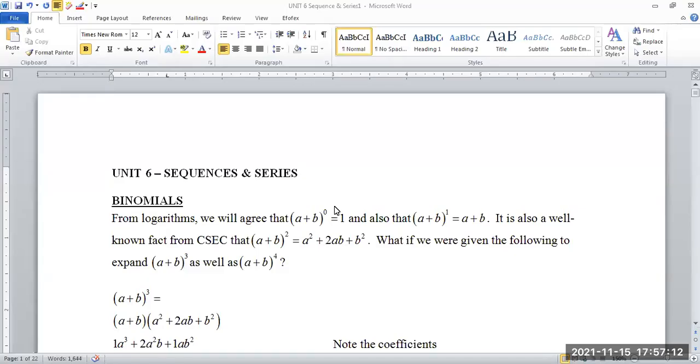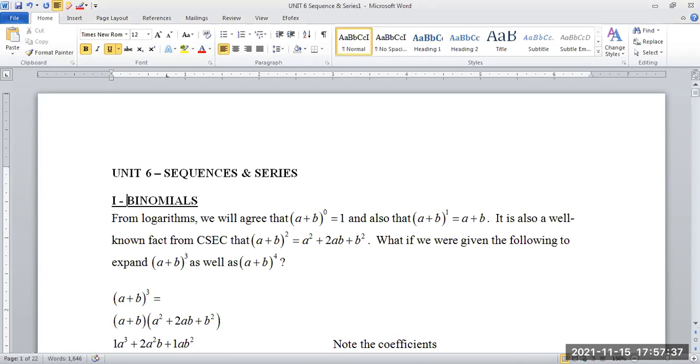So here goes the second of two big guns. One was indices and logarithms. I had to do indices and logarithms before I move into this one, because this one has powers again, powers again, powers again. So I couldn't have moved into this one before. You notice I was at unit 4, now I'm at unit 6, and unit 6 speaks of sequences and series. Of this unit, there are 3 areas.